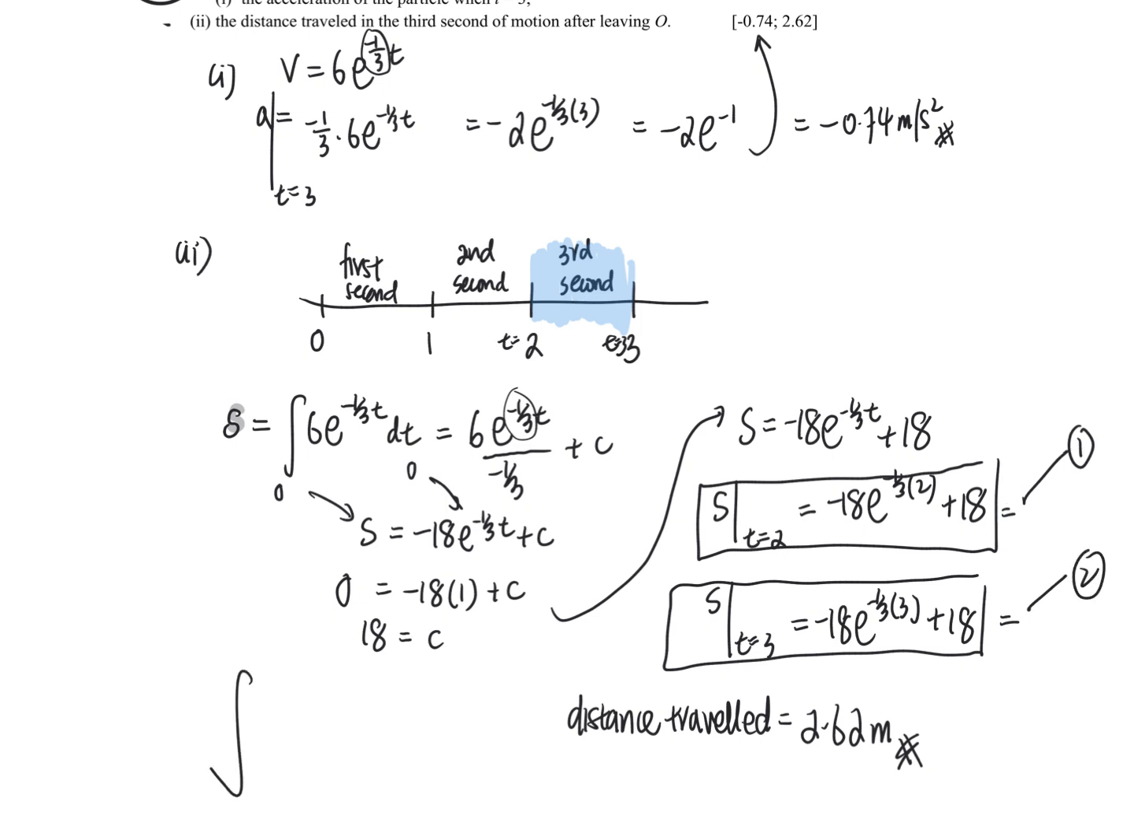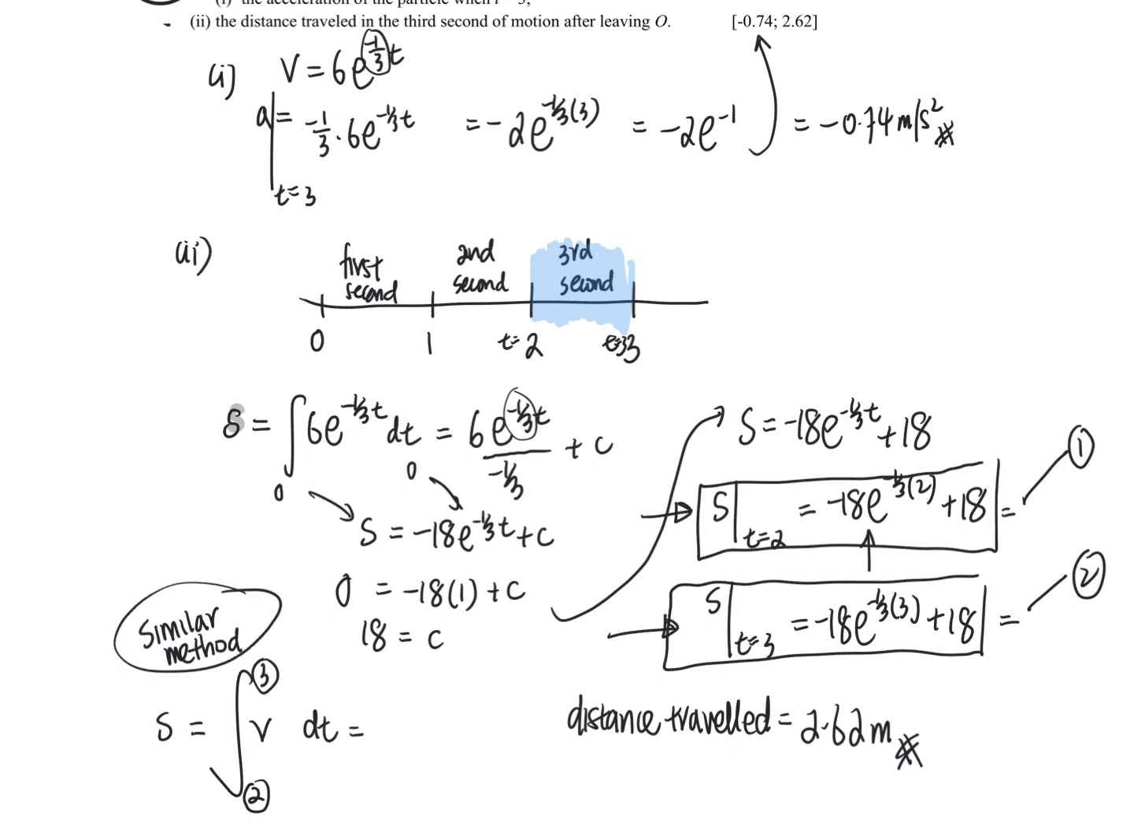Alternatively, you can integrate your V to get displacement, and then you sub in 2 and 3 directly. So if they ask for the 3rd second, your lower limit is 2, your upper limit is 3, then straight away you get this one expression, sub in 3, and then sub in 2 and take the difference. It's the same thing. So this is a similar method, but in one step. But this one you can do in 2 different steps.